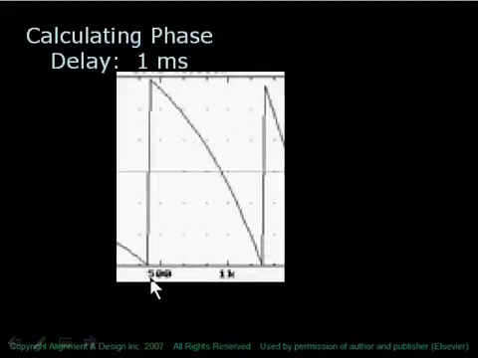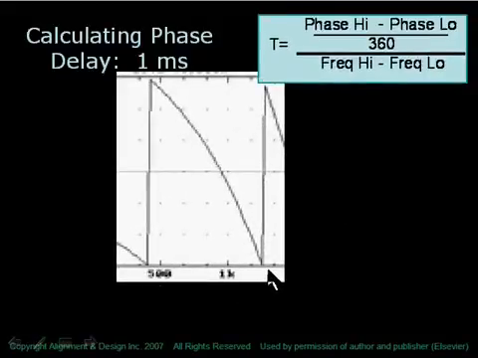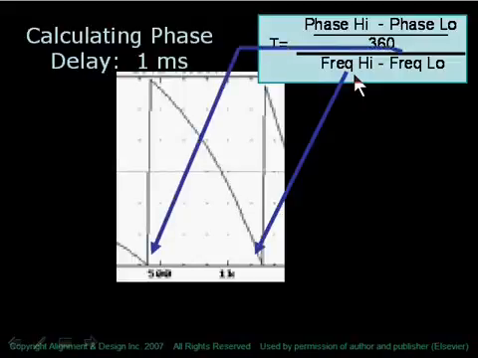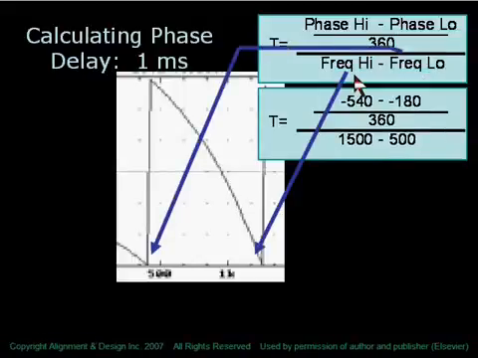We're going to start with a range from 500 to 1500 Hertz. So here's our values. Frequency high is 1500. The frequency low is 500. Those give us phase values of 540 and 180 respectively. Now you might wonder, how did I get 540?